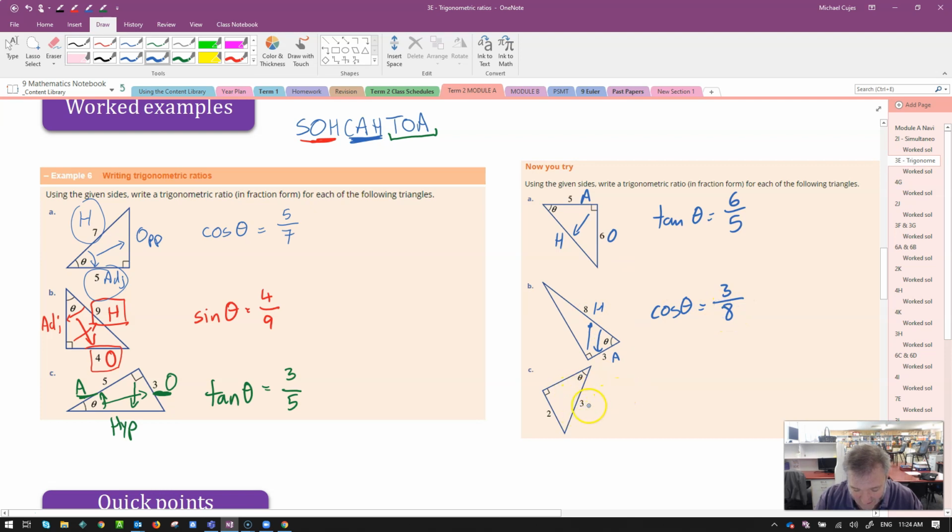Finally, lucky last here, that's my hypotenuse. The other angle I know is the opposite one. Opposite and hypotenuse is sine, so the sine of theta equals the opposite side 2 divided by the hypotenuse 3. Good luck, get stuck into those questions. I think you're going to find these pretty easy today.